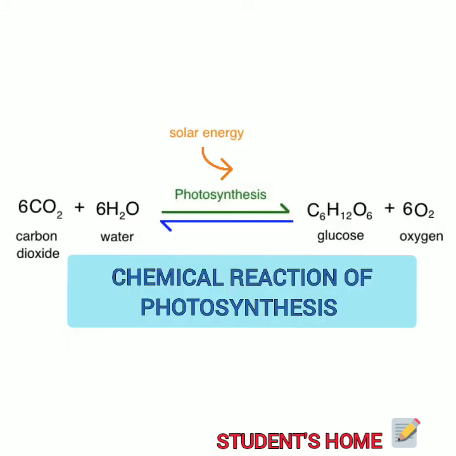Now class, we are going to discuss the chemical reaction which is involved in photosynthesis. As you can see in the picture, it is a very simple chemical equation where 6 molecules of carbon dioxide react with 6 molecules of water in the presence of solar energy, that is our sunlight, and produce 1 molecule of glucose and 6 molecules of oxygen. This is a very important chemical reaction, students, so please remember this very thoroughly.